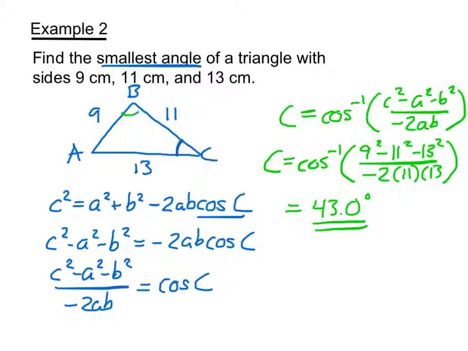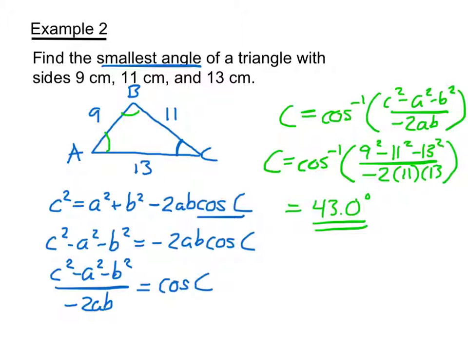And I could check this by using the cosine rule to find the other angles of the triangle. I could find angle B and angle A in a very similar way. And in fact, I only need to find one of the other angles, because then I could use the fact that all angles add up to 180 degrees to find the third. If I did that, I would indeed see that 43 degrees is the smallest angle in this triangle.